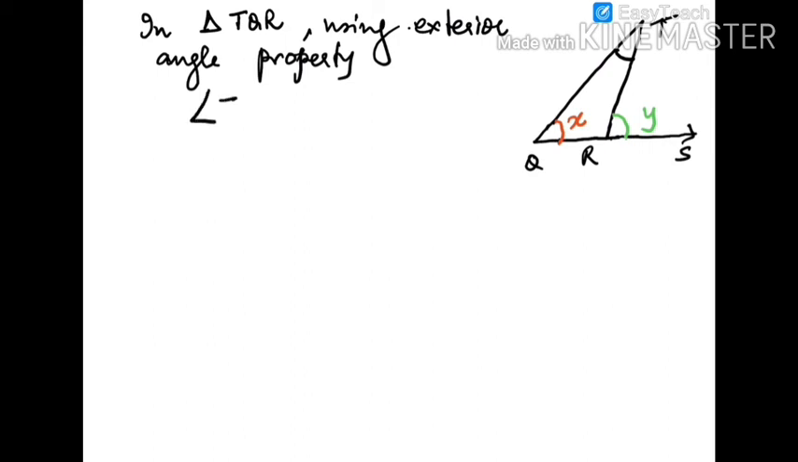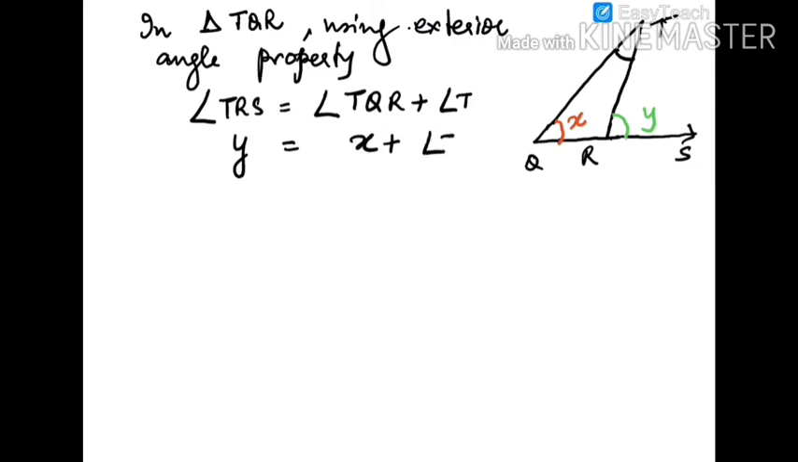Angle TRS will be equal to angle TQR plus angle T, that is y equal to x plus angle T. Let's multiply this equation by 2. So we get 2y equal to 2x plus 2 times angle T. Let's mark this as equation 2.